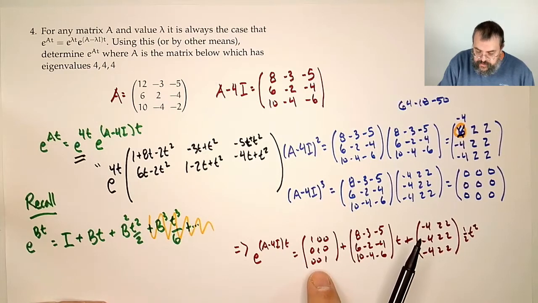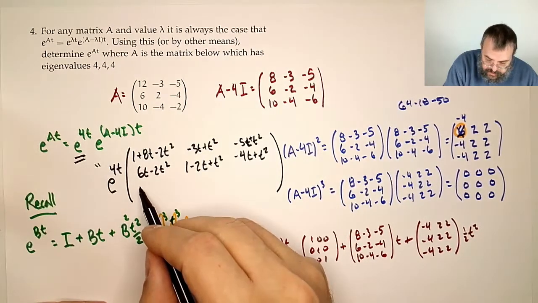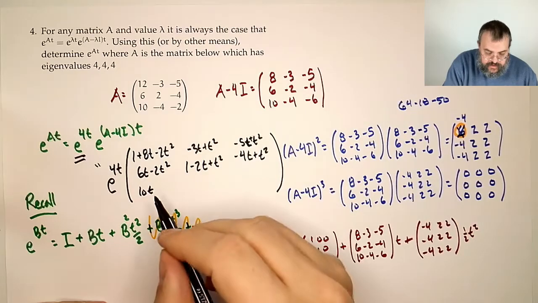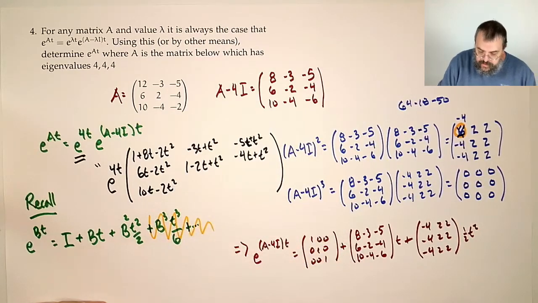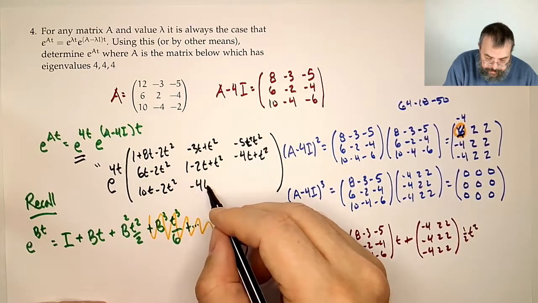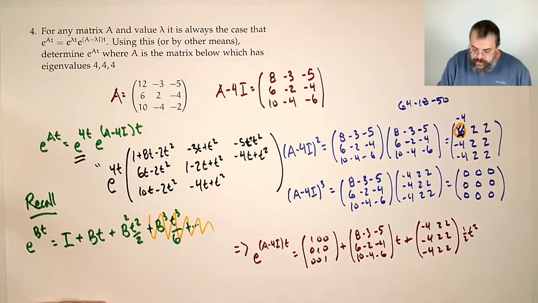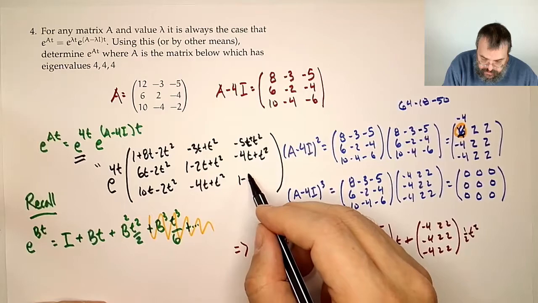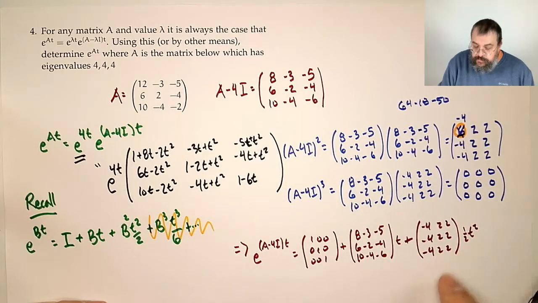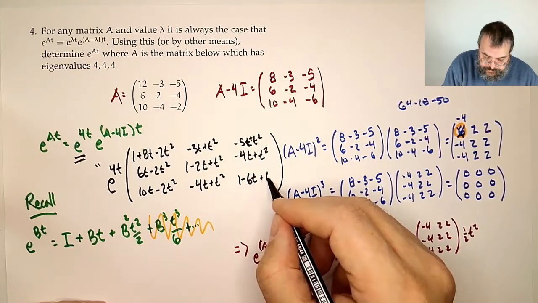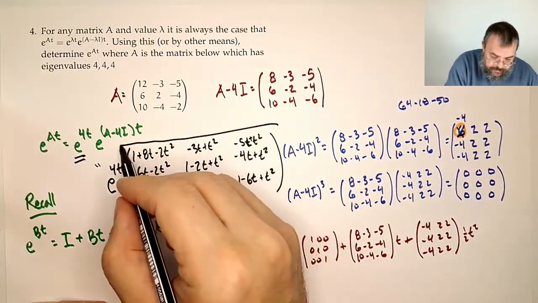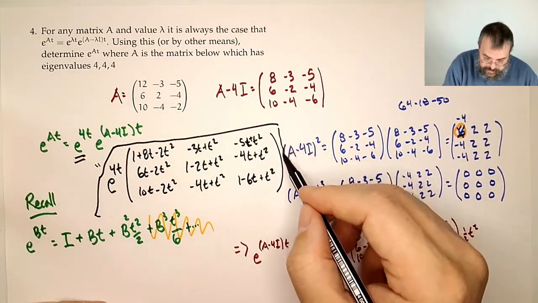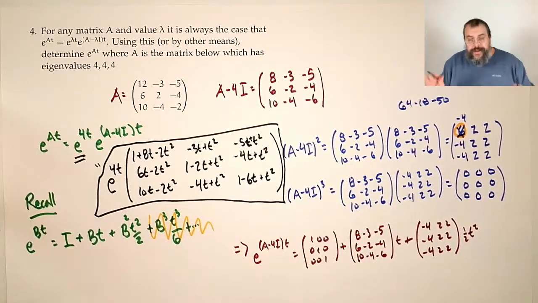Last row, 0, 10t minus 2t squared. Then we'll have 0, minus 4t plus t squared. And lastly, we'll have 1, minus 6t, plus t squared. And there we go. That's our answer. Ta-da! All right, good.